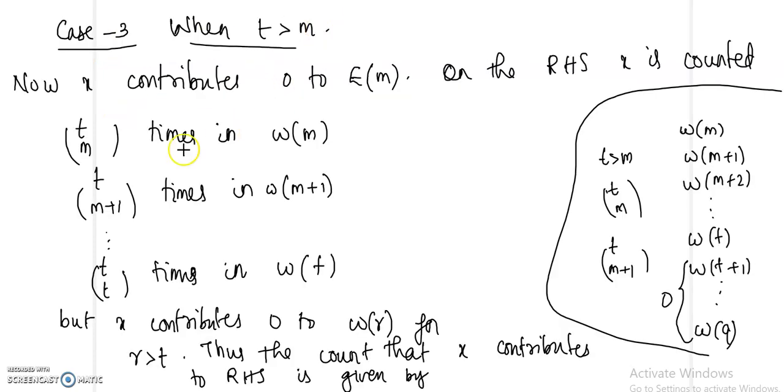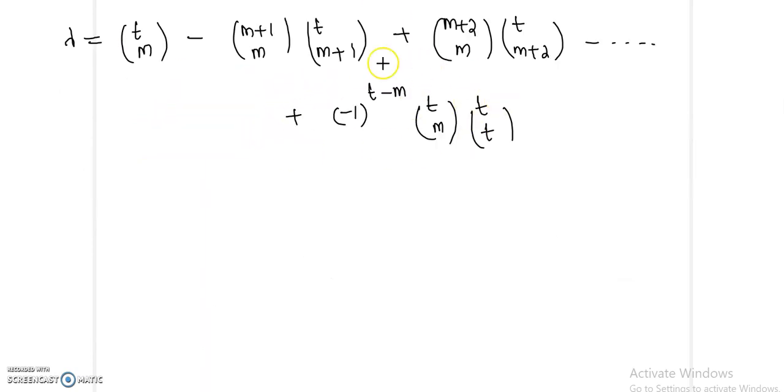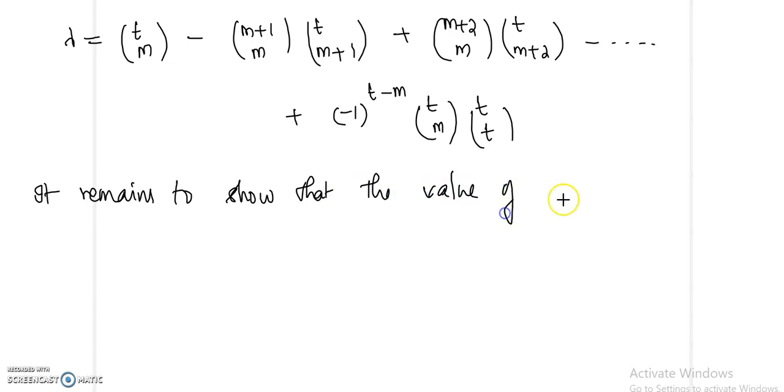Now we have already seen that on the left side it contributes 0. So we need to show that lambda is equal to 0, then that will complete our proof. So that is what we need to prove. So it remains to show that the value of lambda is equal to 0.